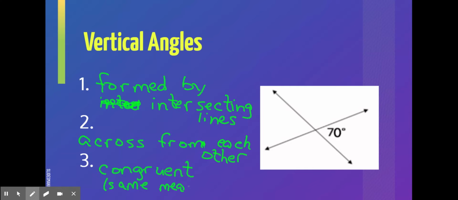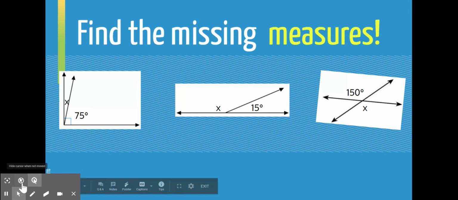They measure the same. Okay, so here you notice I have 2 intersecting lines. This line and this line intersect. And there are actually 2 pair of vertical angles here. There's this angle and this angle. They're across from each other. And this angle and this angle are across from each other. So the ones that are across from each other have the same measure. So since this angle is 70 degrees, this angle is 70 degrees. Okay, so they're across from each other. They are formed by intersecting lines, and they are congruent. They have the same measure.